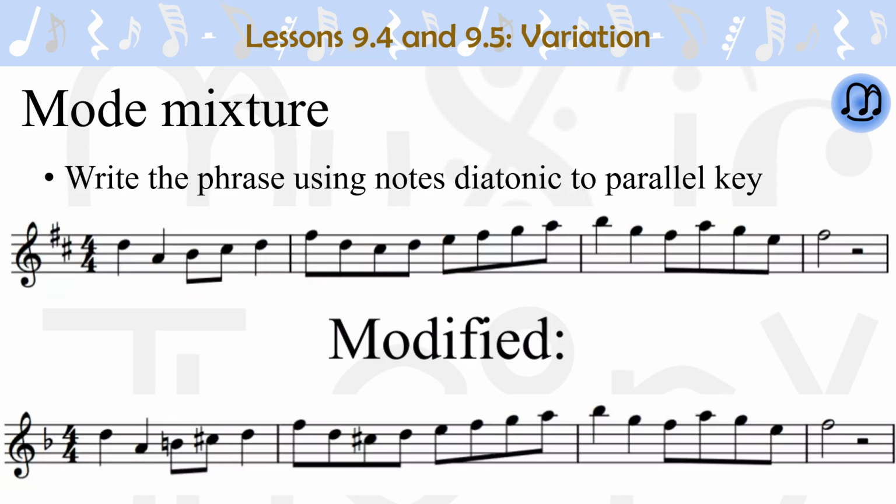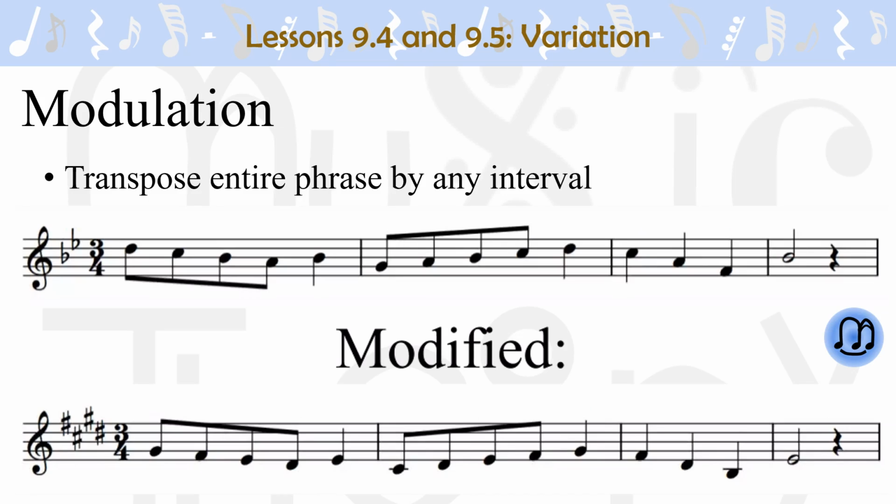Mode mixture means to write the phrase using notes diatonic to the parallel key. In the example shown, the original phrase is in D major, so the modified phrase is written using notes diatonic to D minor. Modulation means to transpose the entire phrase by any interval. In the example shown, the modified phrase is a diminished fifth lower than the original phrase.